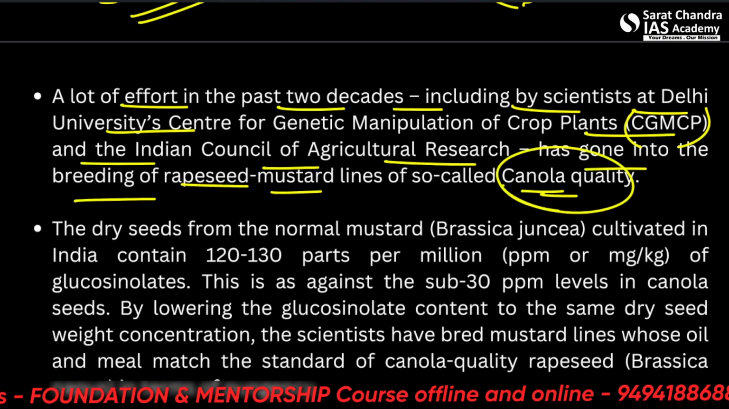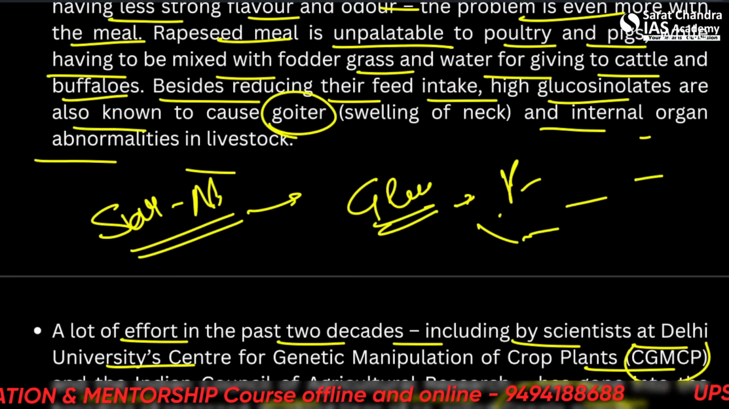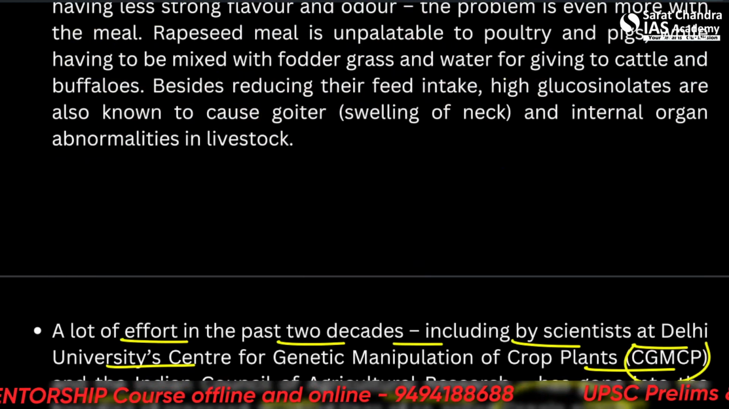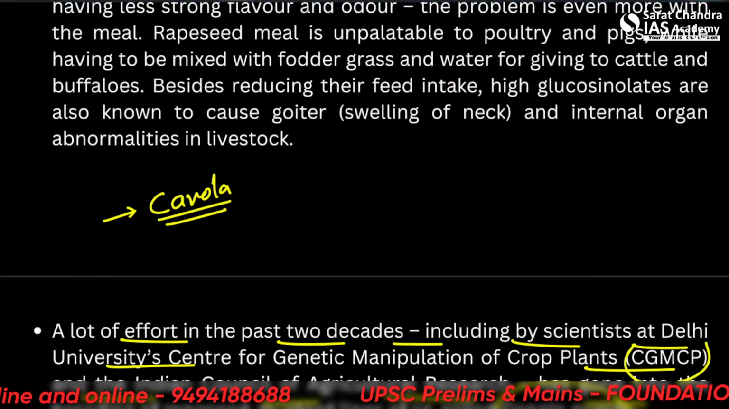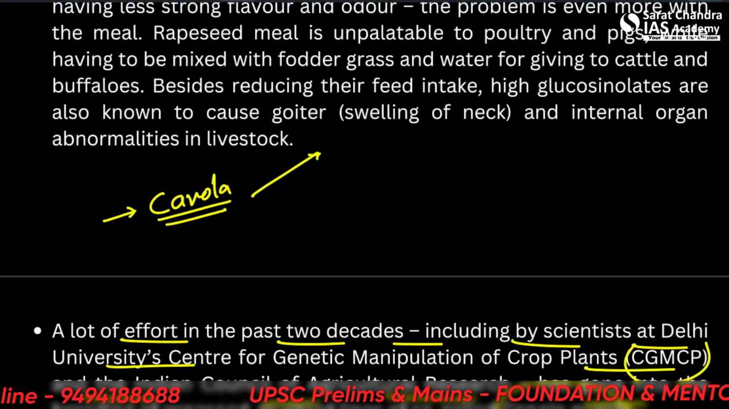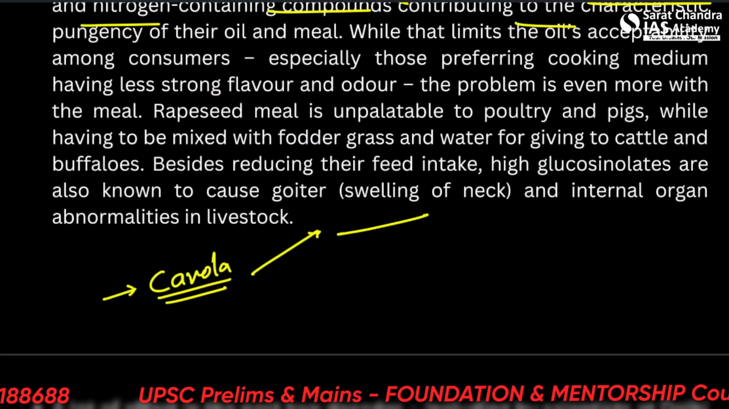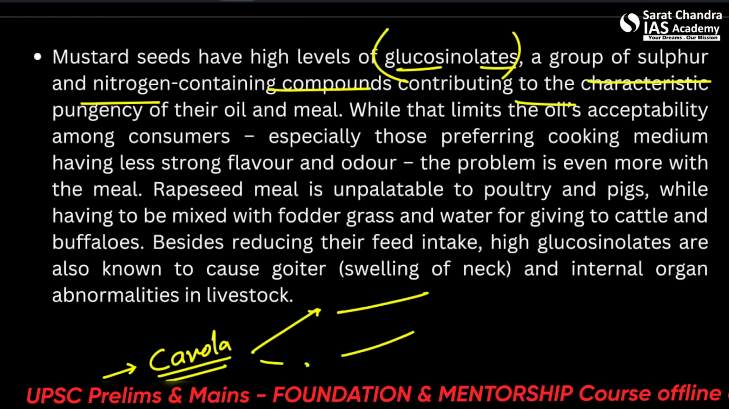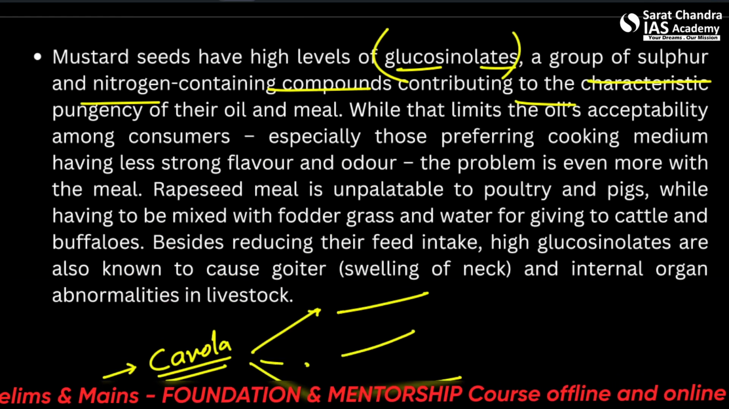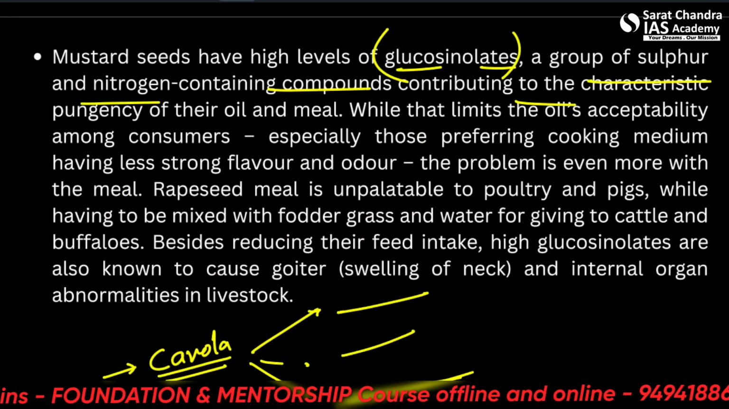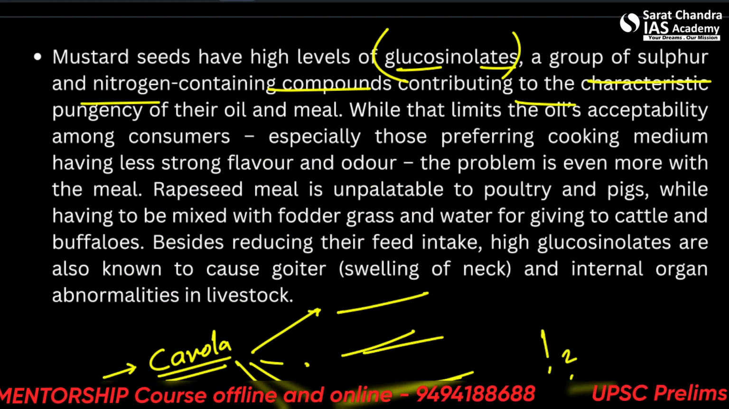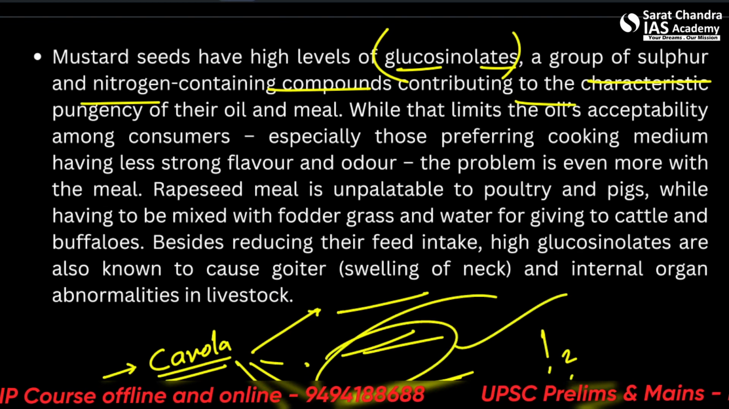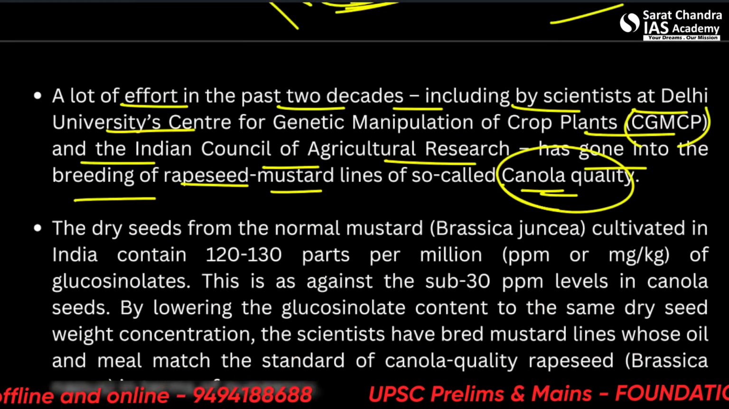So what is this canola quality mustard? So a question can directly come as this, that what does canola quality mustard offer? Okay, canola quality, let's say: it saves water during the production; it has reduced glucosinolates; the production is much higher; and there's a fourth option also: only 1 and 2 are correct, only 2 are correct. Okay, so the answer is that glucosinolates are reduced.